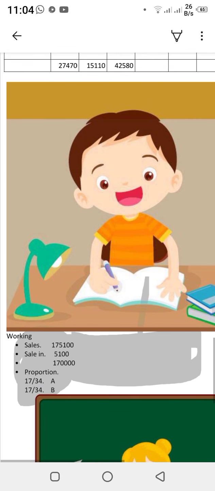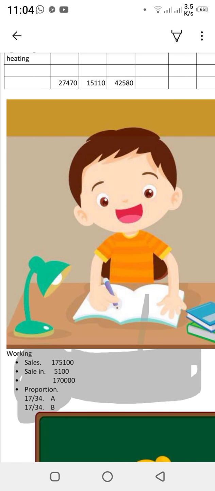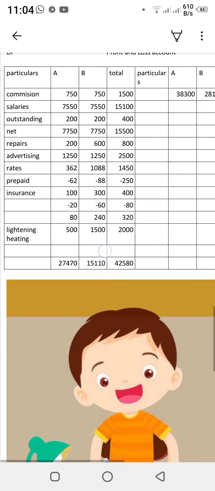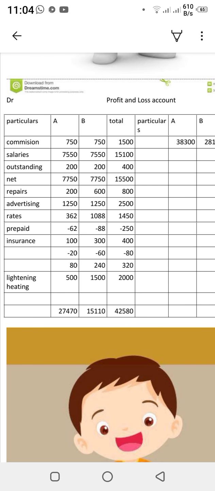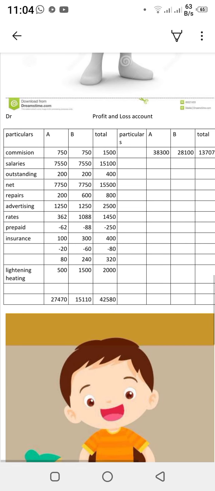Okay, so 17/34 and 17/34 is the proportion on the basis of which we have to distribute the commission. And you can see 1500 commission is distributed among A and B equally, because its proportion is 17/34 and 17/34.